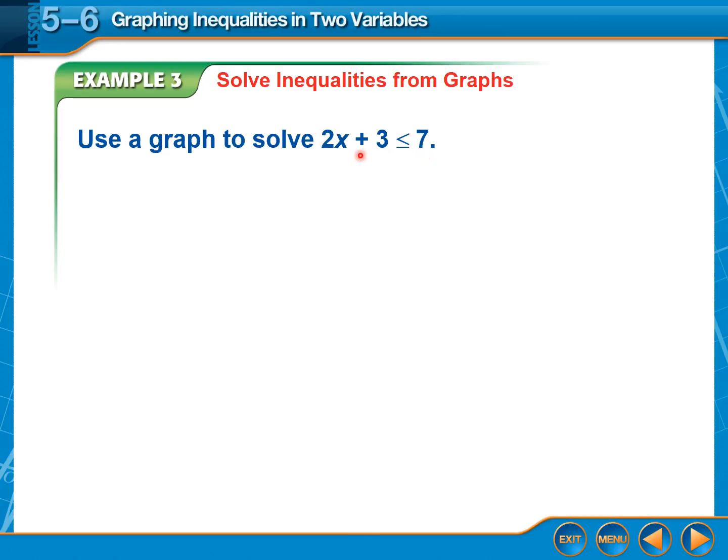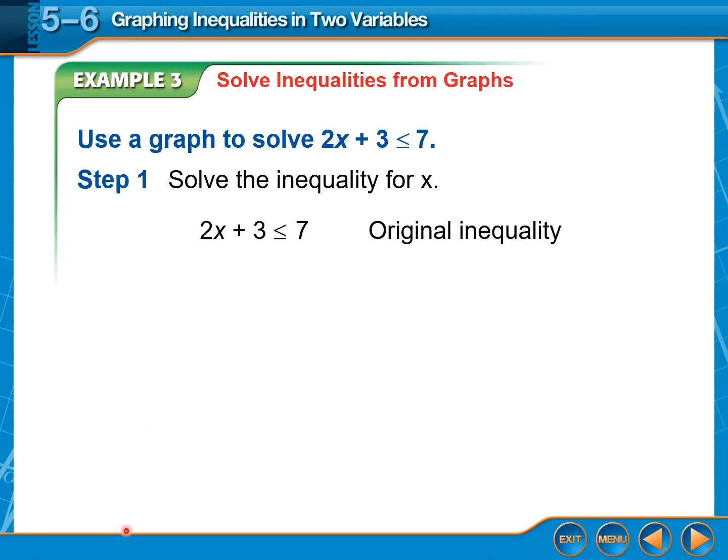So instead of doing it that way, since there's only one variable, the easiest way to solve for this is to just solve for x. So we're going to solve the inequality for x. We're going to start with 2x plus 3 is less than or equal to 7, and we're going to see what are the values of x that make that true. So my first step is to take away this 3. 2x plus 3, I need to take the 3 away. So I subtract 3 from both sides.